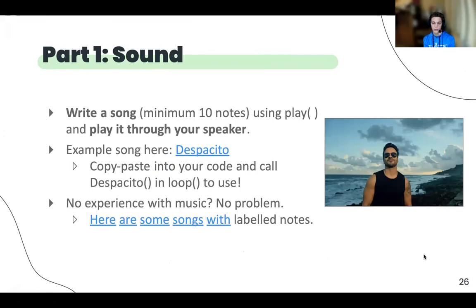So part one, the most obvious part of the iPodduino project is actually creating the sound. We want you to write a song, a minimum of 10 notes, using the play function that you're going to write, and play it through your speaker. We have an example song here in the slides, so you can look at this later, but you can put it in your code as an example.